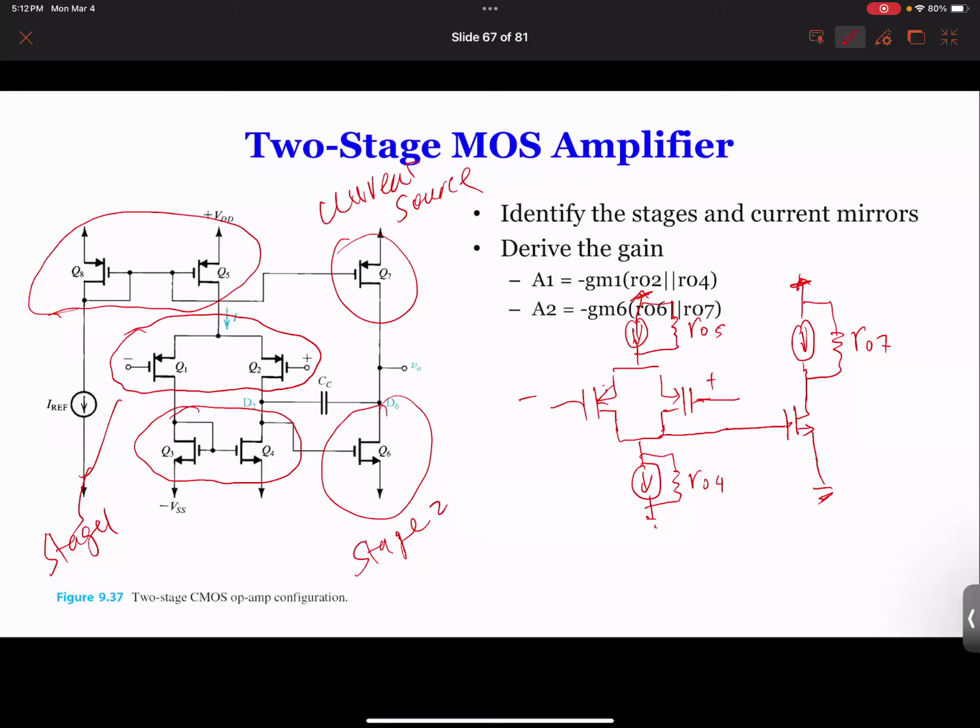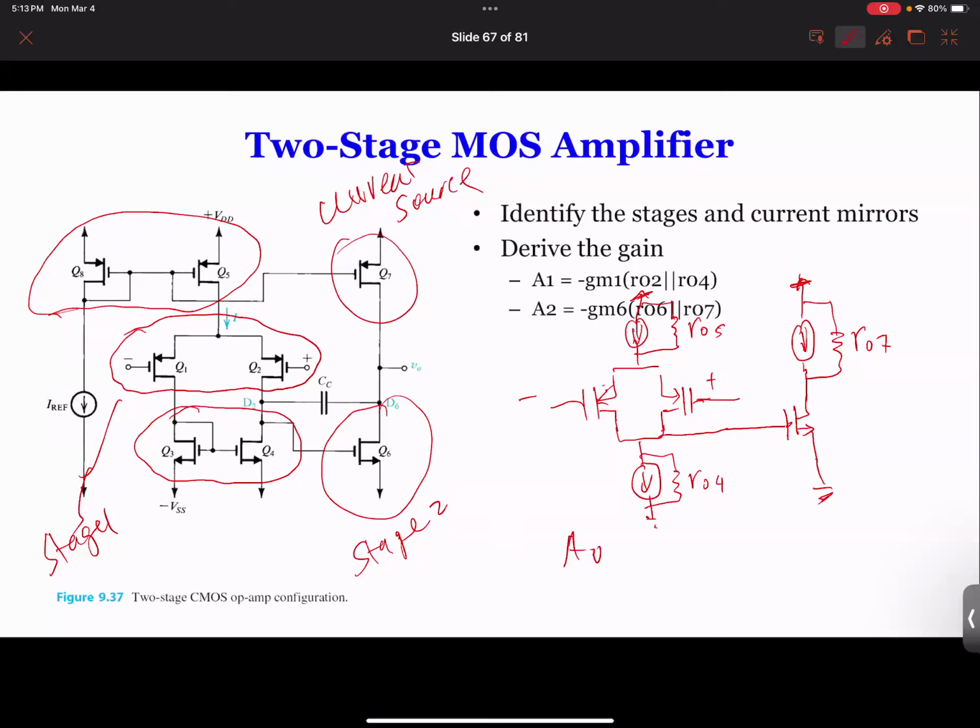It's definitely not common gate because input is at the gate. But since this is the PNP, source is here and drain is here. So the source apparently is grounded, and so you have a common source amplifier. So this becomes your common ground, but this is where you have RO4 as your load. So this is your drain. So this is a common source amplifier. So this is RO6.